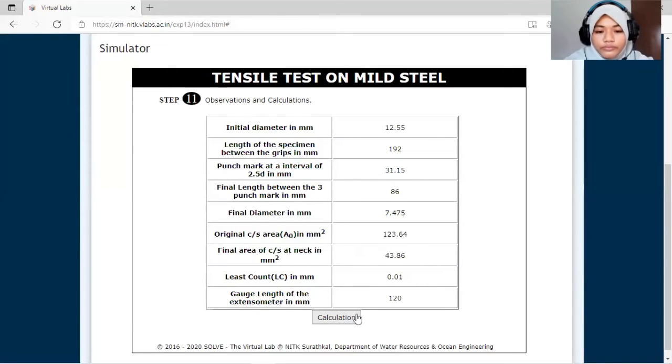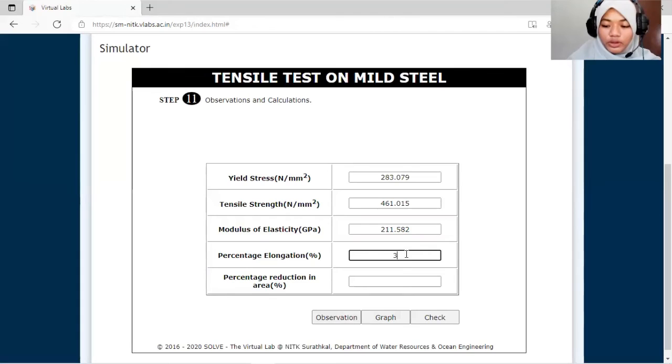For the percentage elongation, the formula is final length minus initial length over initial length. The answer is 93.95.